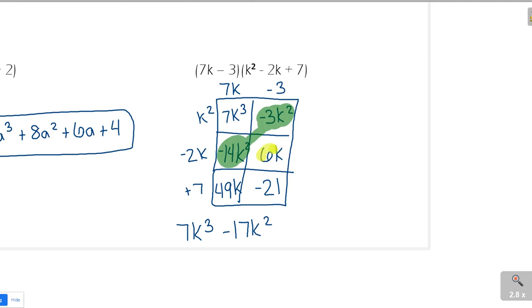And then we have k's that we can combine. So 6 plus 49 is 55k. And then minus 21.